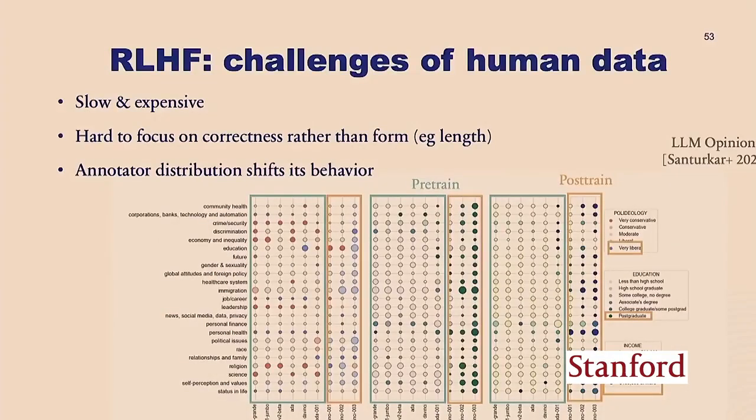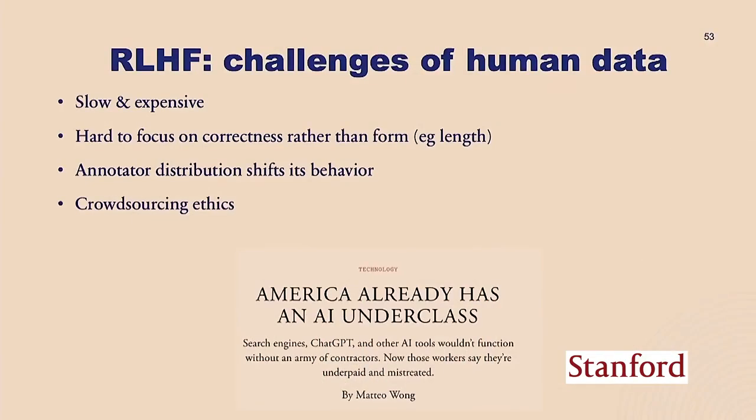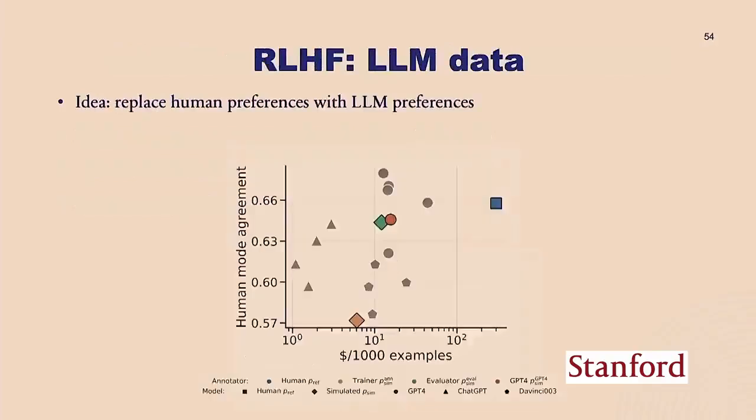Annotator distribution shift. The distribution of annotators that you use matters a lot. And you have to think about what the humans are that we want to represent in these models. Another question is crowdsourcing ethics. A lot of the labeling that is done, the people who do them are not paid well, and they have to go through a lot of toxic data because you want the model to avoid saying the toxic data. So crowdsourcing ethics too. So many challenges with human data.